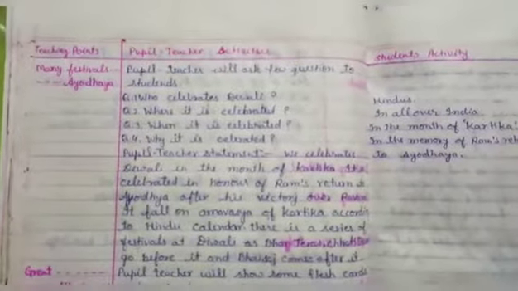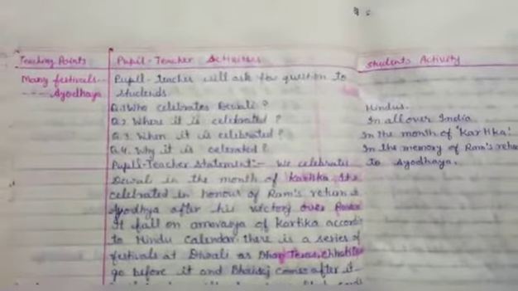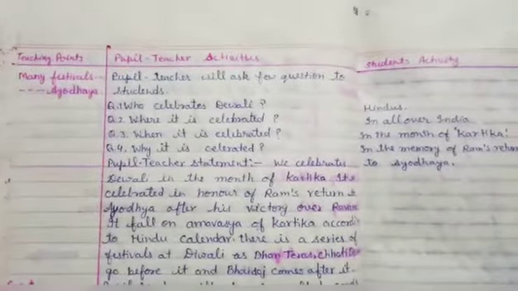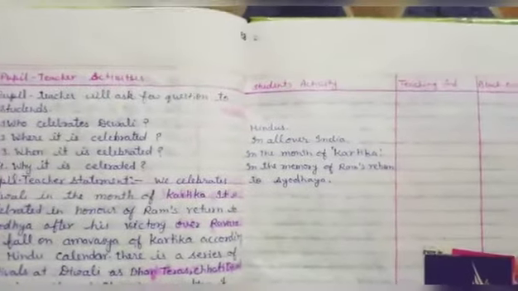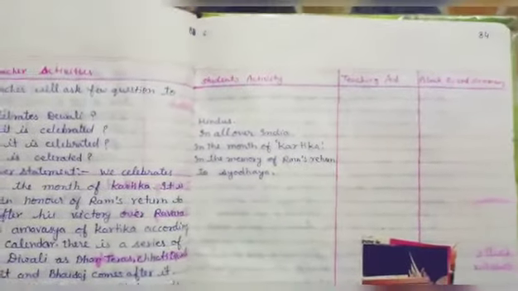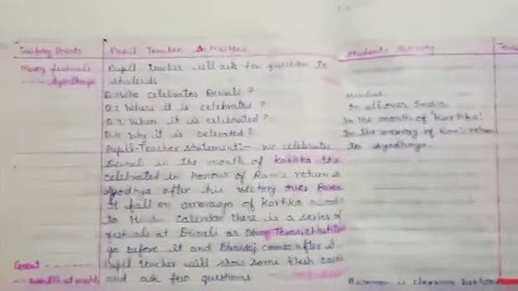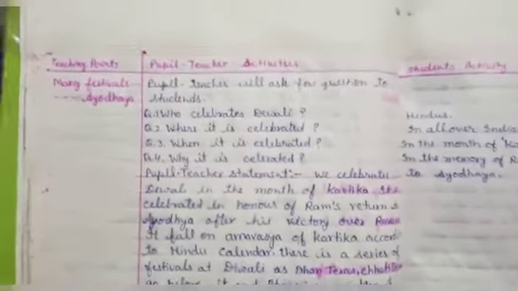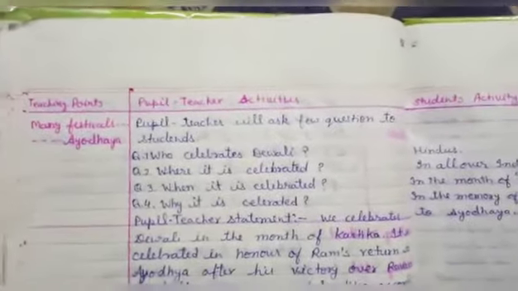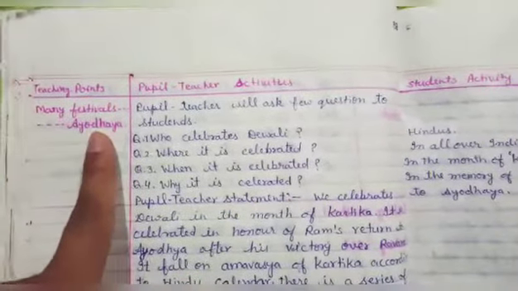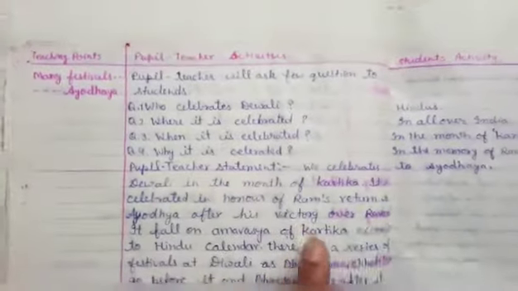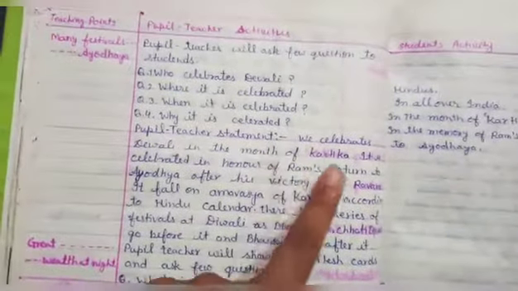Then we have the presentation part of our teaching plan. For that, we're going to divide the page into 5 parts: teaching points, pupil-teacher activity, student activity, teaching aid, and Blackboard summary. So in the first teaching point, we have many festivals in Ayodhya. We're going to read the essay from here to here. This is what we're going to read.